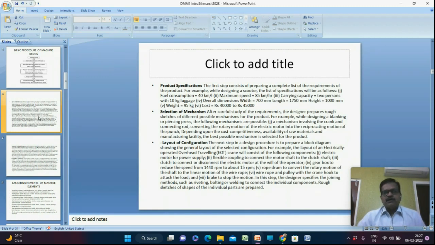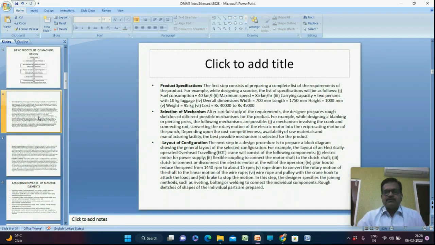So 2 persons, these days average persons minimum 60 to 70 kgs. So that is 150 plus another 10 luggage. 160 is the carrying capacity. Overall dimensions, width, height, etc. And the self weight of the vehicle, it's around 95 to 100 kg. The cost of the vehicle, so let us say 40 to 50,000.